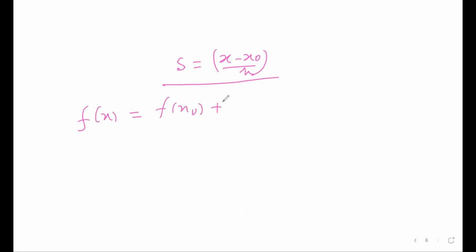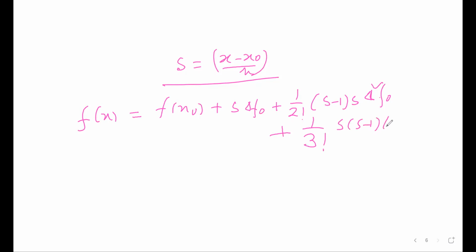Now, if we just replace our x values, s equal to x minus x0 divided by h, then you will see that the same equation can be written in this form: f(x) would be equal to f(x0) plus s into del f0 plus 1 divided by factorial 2 into s into (s minus 1) del 2 f0 plus 1 divided by factorial 3 into s into (s minus 1)(s minus 2) del 3 f0. Okay, let us stop here.